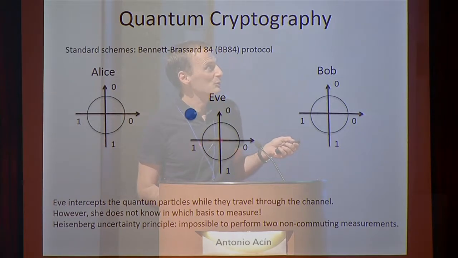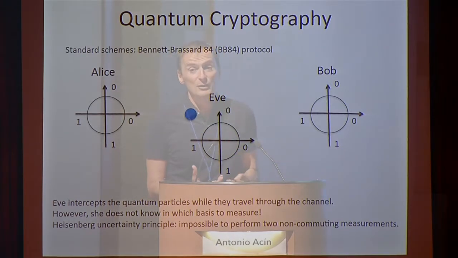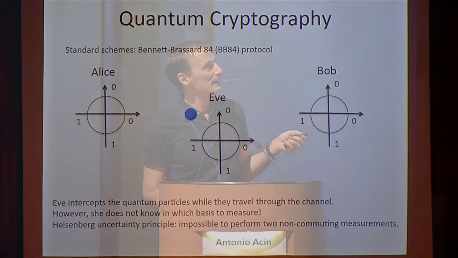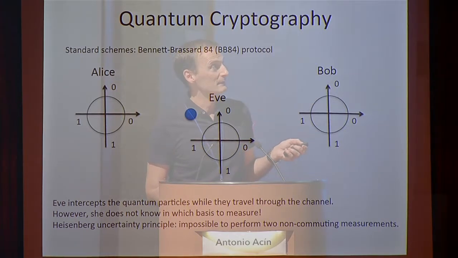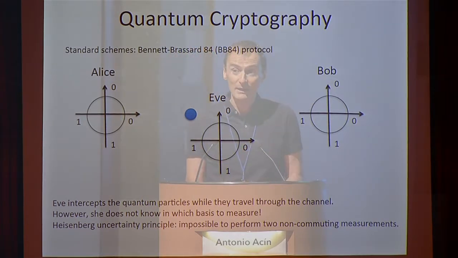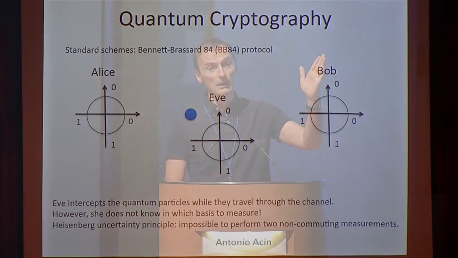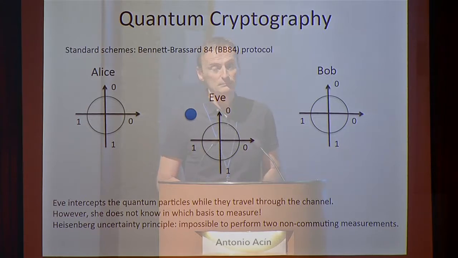So Eve doesn't know whether she has to measure in the Z or X basis, so she cannot read the information. And if she does it, she will perturb the information. And of course, those who will agree about the basis are Alice and Bob, not Alice and Eve. And this is why Eve cannot read the information because it has been encoded on possibly two non-commuting bases.